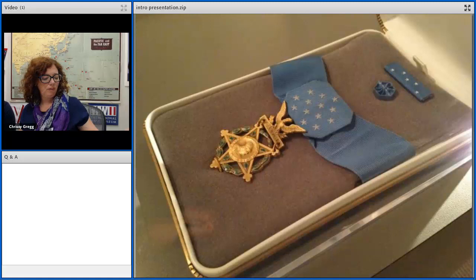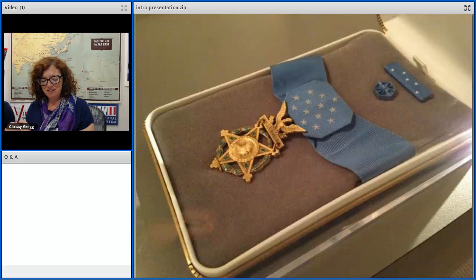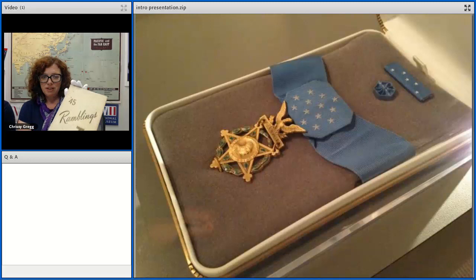So I brought a special piece. Chrissy gave you a little teaser, so I have to show you now. This is one piece that's not out in the exhibit. I'm gonna put on my white gloves that we use to handle artifacts. So this is another piece you can see. This is a yearbook here as well.